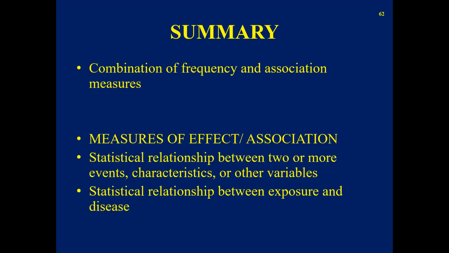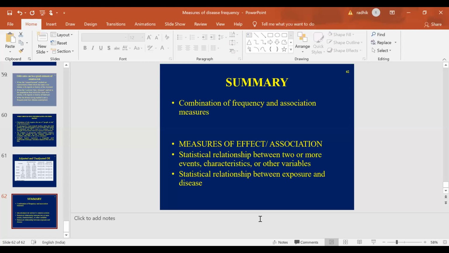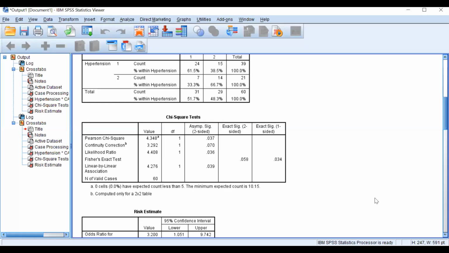Since we are running out of time, I'll just summarize what we discussed today. In today's presentation, we discussed the different frequency measures and measures of association. In frequency measures, we discussed prevalence and incidence. And in association measures, we discussed odds ratios and relative risk, and also the chi-square test, how the chi-square test can be done. One small thing which I forgot was to tell you about the assumption. I'll just finish it off in 2 minutes and wind up my presentation.